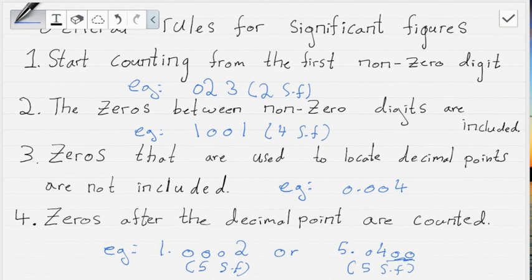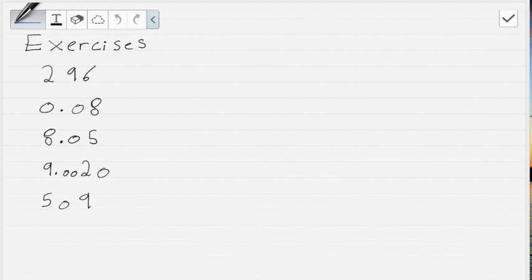I hope you now have some clarity between rule number 3 and rule number 4, because they can easily be confused, and I don't want you to experience that. Now here we have some exercises that I thought would be useful for you to try out yourself. Think about how many significant figures each number would contain. I want you to think carefully about this one.